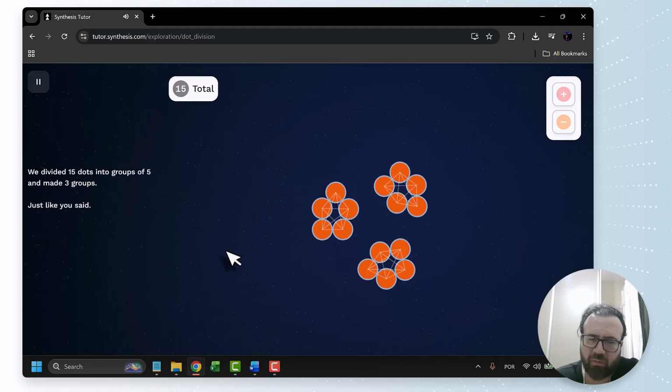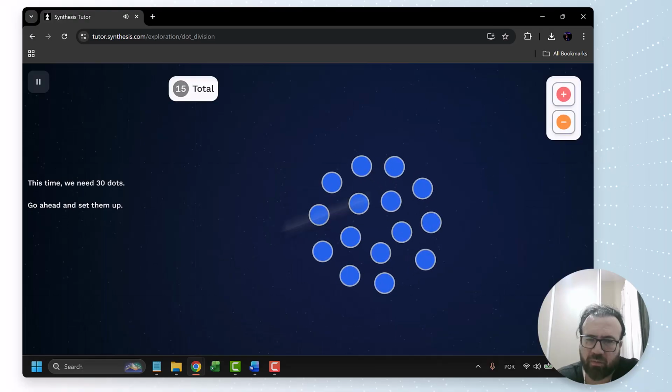Nice job. We divided 15 dots into groups of 5 and made 3 groups, just like you said. Mathematically, we say 15 divided by 5 equals 3. Let's do another. This time, we need 30 dots. Go ahead and set them up.